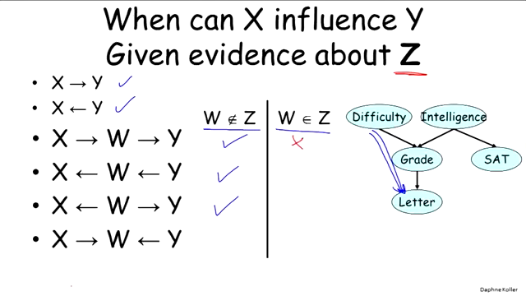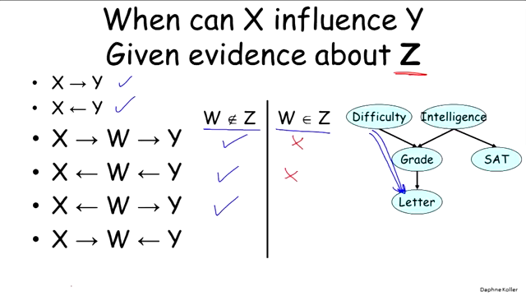What about the evidential case? Well, we've already talked about the fact that probabilistic influence is symmetrical. So if difficulty can't influence letter when grade is observed, letter can't influence difficulty when grade is observed. And so once again, we have no influence here.